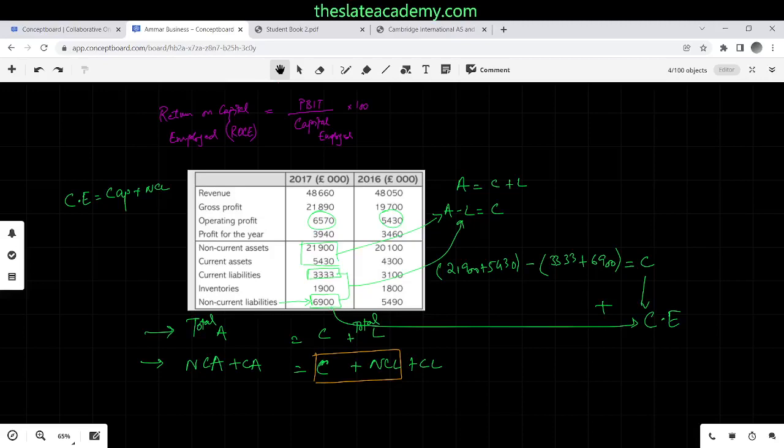Okay, total assets is equal to capital plus total liabilities, and then I said non-current assets plus current assets is equal to capital plus non-current liabilities plus current liabilities. Agreed? Yeah. Okay. Now since I am interested in just this part, I want this to be on one side of the equation. I subtract current liabilities from both sides of the equation, right? So non-current assets plus current assets minus current liabilities is equal to capital plus non-current liabilities.